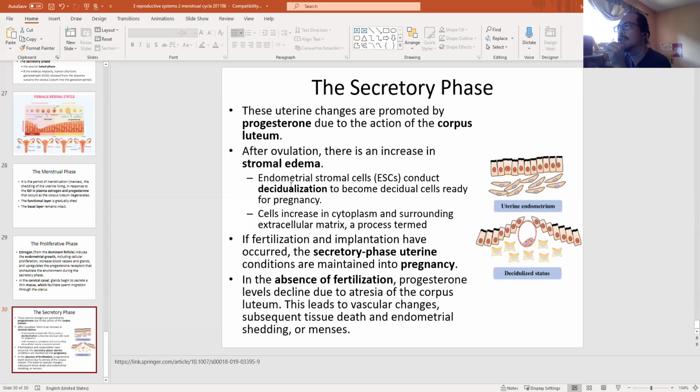The endometrial stroma cells will conduct a process called decidualization. This will convert these cells to become a different form in order to facilitate an implantation.